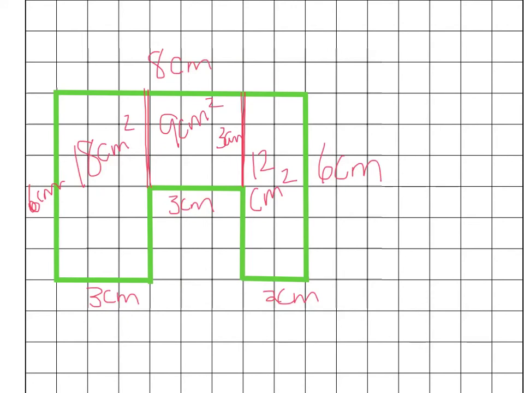Then all I have to do is add the 3 together: 18, 9, and 12 to get a total of 39 square centimeters.